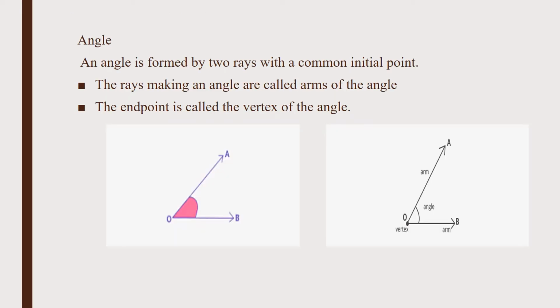An angle. An angle is formed by two rays with a common initial point. The rays making an angle are called the arms of the angle and the endpoint is called the vertex of the angle. So, in figure 1, we can say O is the vertex of the angle and OA and OB are the arms of the angle.